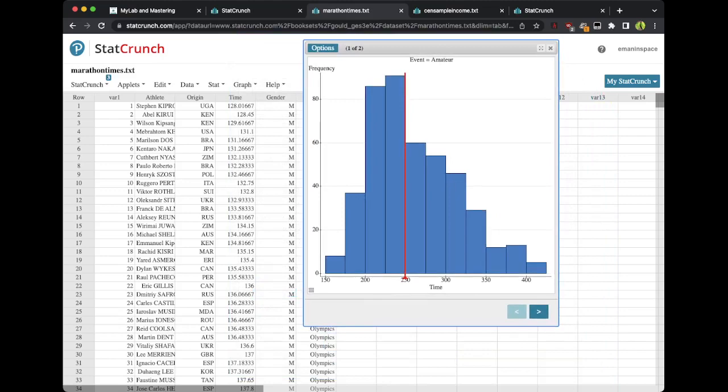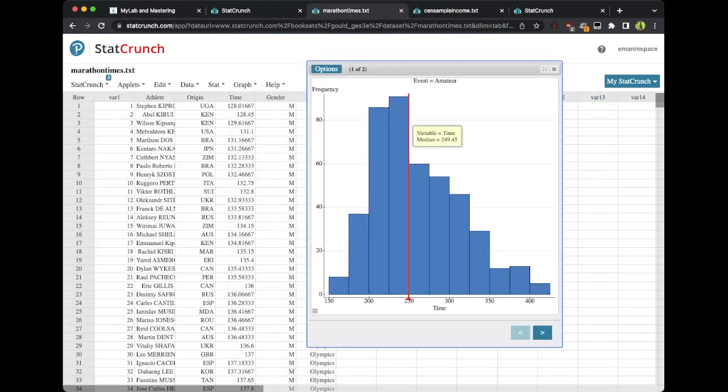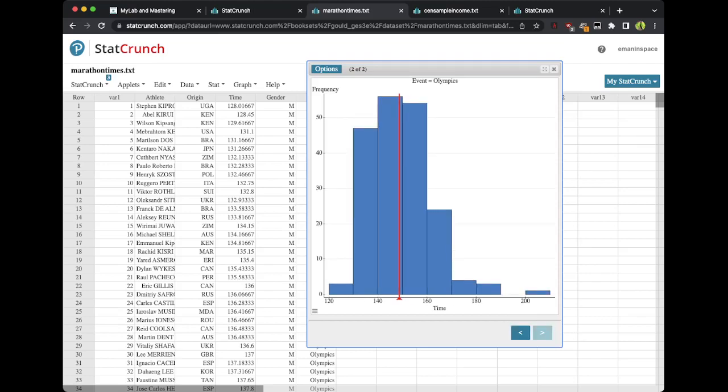Looking at the amateur athletes, the median time to complete a marathon was 249 minutes. So anyways, amateur athletes typically took 249 minutes. Olympic athletes typically took 148 minutes. They're a lot faster, right? We're using the median because there's an outlier over here.